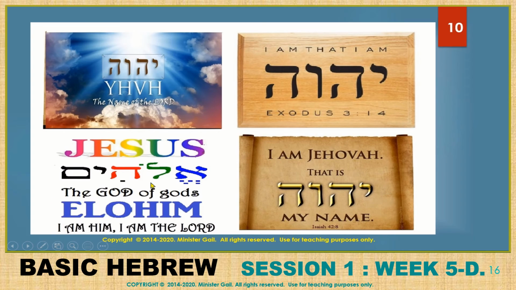Elohim. The God of gods. There is no one higher than the Elohim. I am him. I am the Lord. I am Jehovah. That is my name. Isaiah 42:8. And the Roman Catholics changed the Y to a J. There is no J in Hebrew. So Jehovah's in there four times in the Old Testament. Is actually capital L-O-R-D. When you look up in the Strong's Concordance, the four times for Jehovah is H3068. The same word for Yehovah, which is in there over 6,000 times.